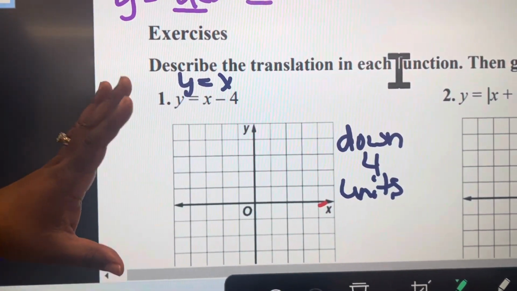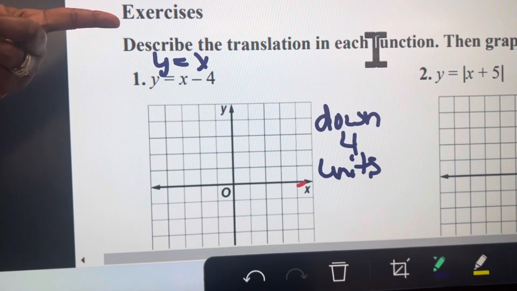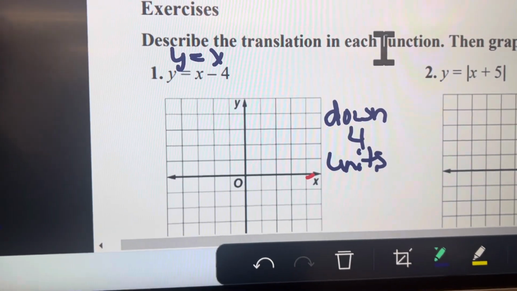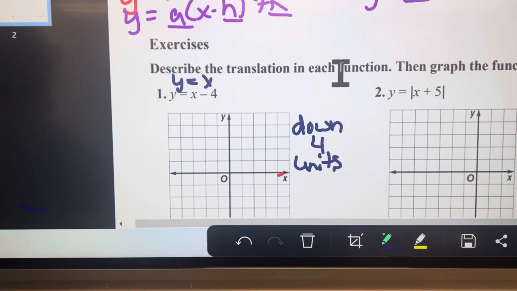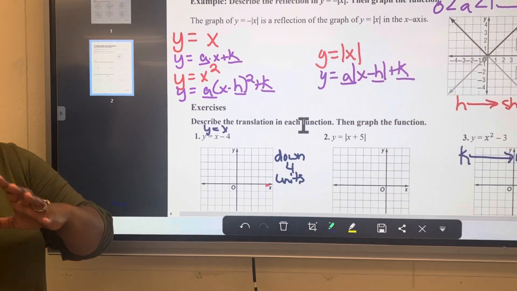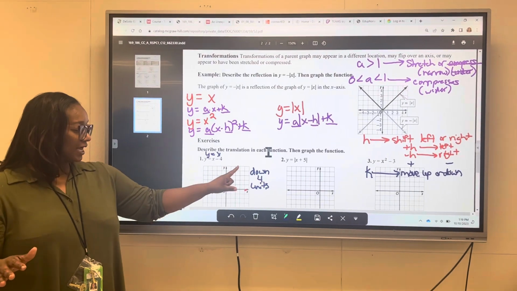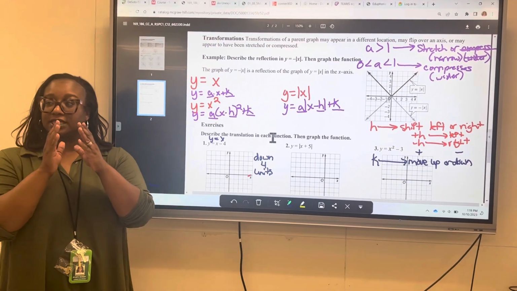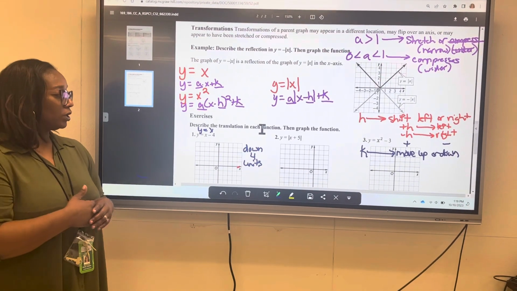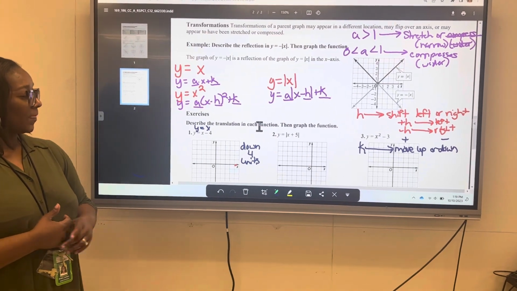So we describe what translation would happen to that parent function by putting down 4 units. I understand that, guys. You don't have to write some big paragraph telling me what's going to happen. As long as you put down 4 units, that means you were able to look at that graph and tell me what was going on. All right, let's look at number 2.